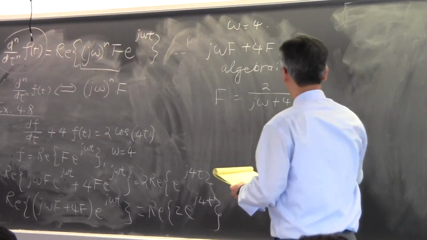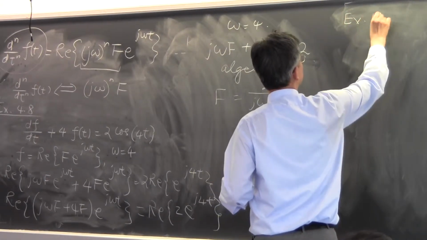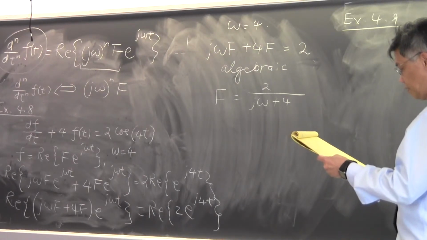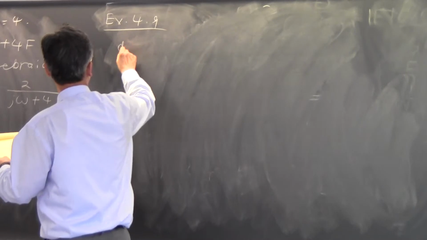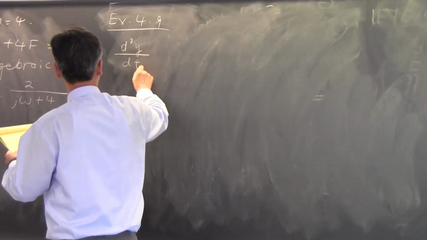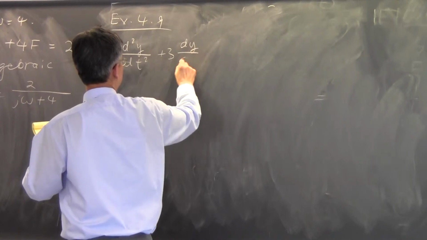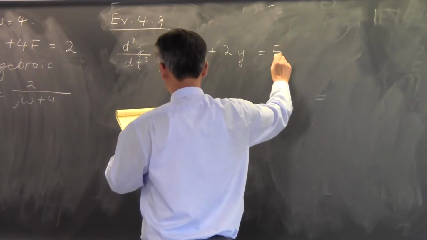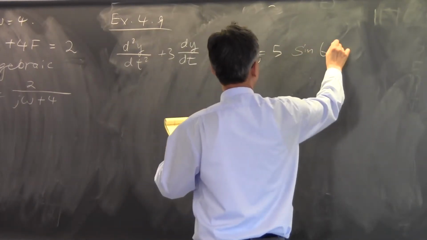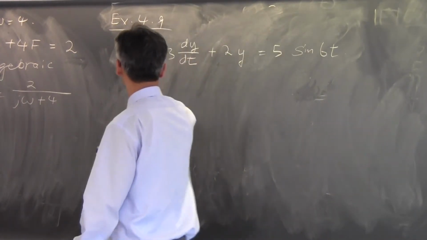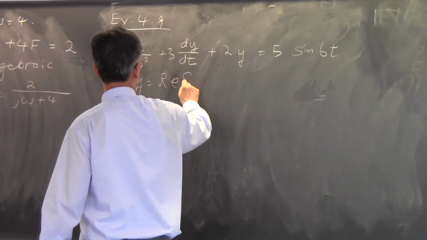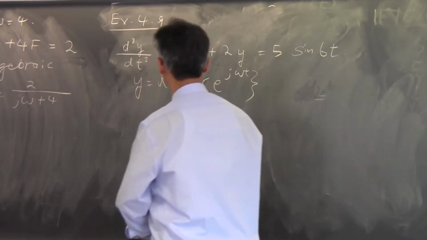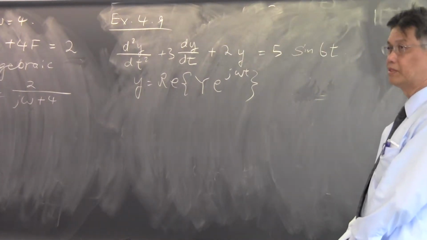So, example 4.9. I have the second-order ODE: partial squared y partial t squared plus 3 partial y partial t plus 2y is equal to 5 sine 6t. Okay? Let me let y be equal to the real part of y e to the j omega t. Okay? What must omega be?